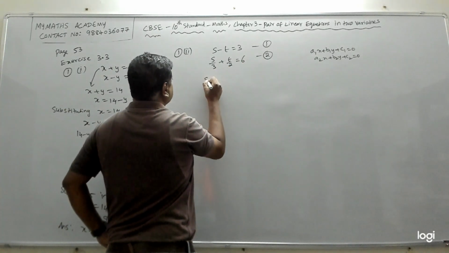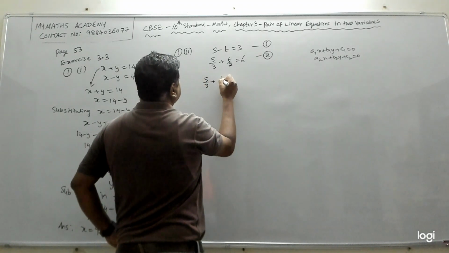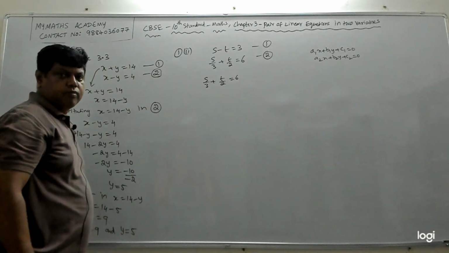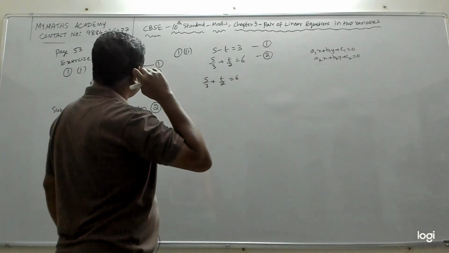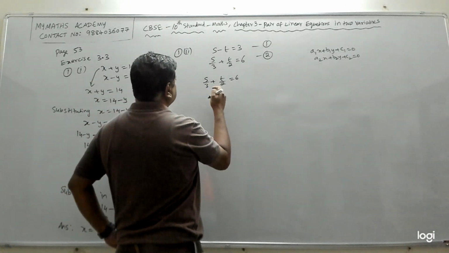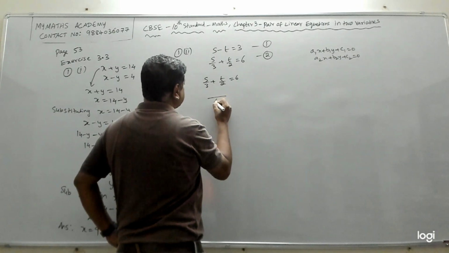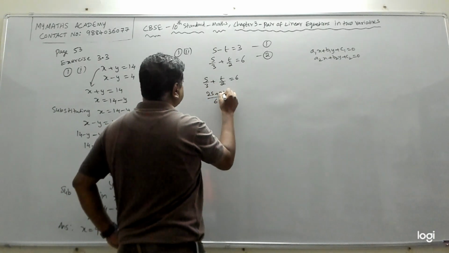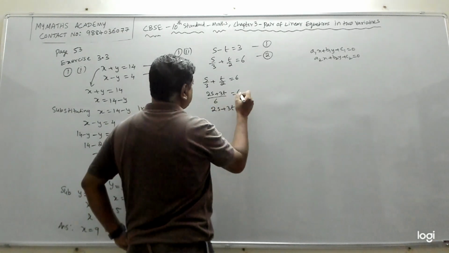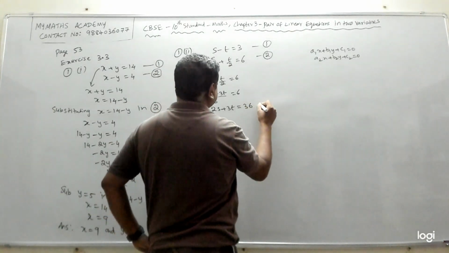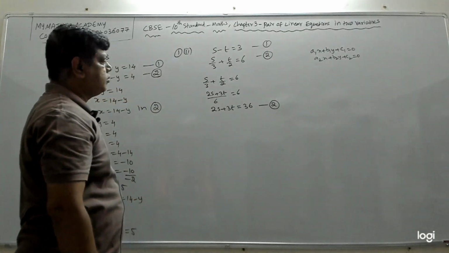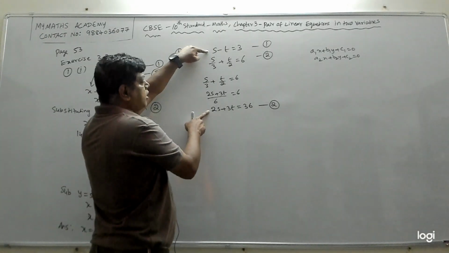So now let's take s by 3 plus t by 2 equal to 6. Let's first simplify this, then we will solve. So what do we get here? If we add these two, the LCM is 6, so it becomes 2s plus 3t, and 6 into 6 goes here, that is 36. So 2s plus 3t equal to 36. This is equation 2. The same equation I have written in this form. Now we can take these two equations and solve.